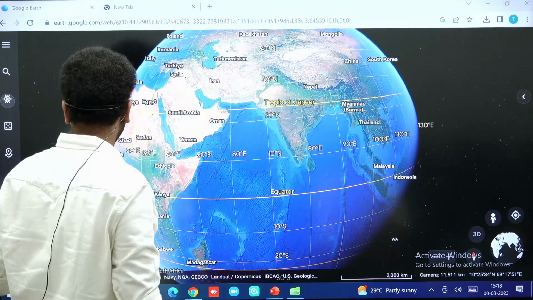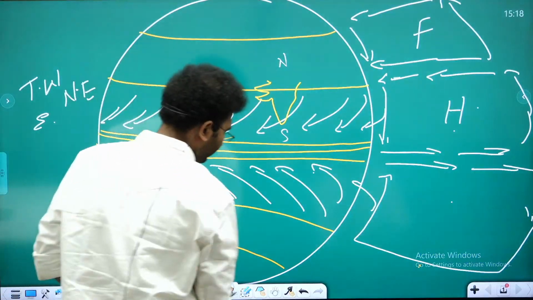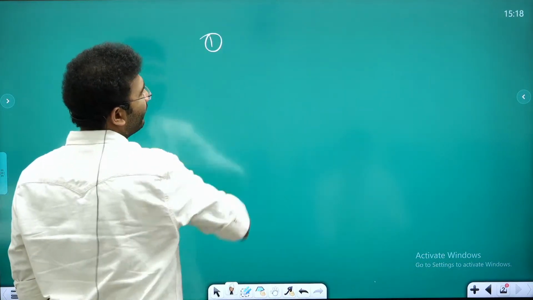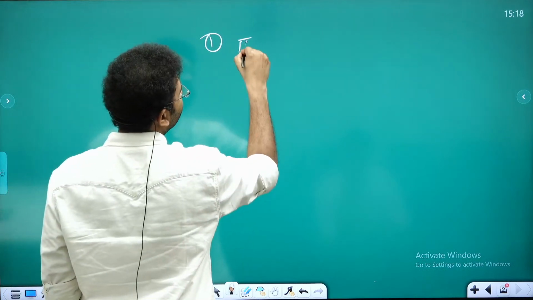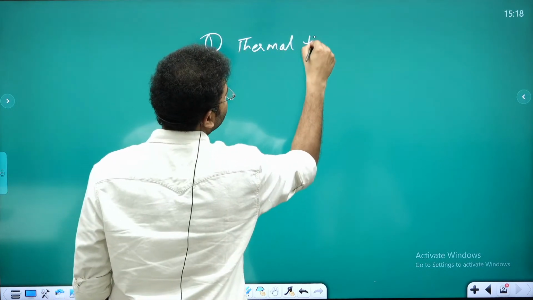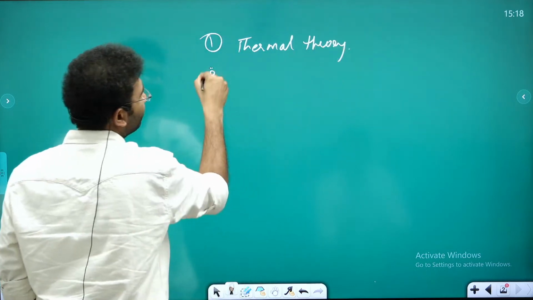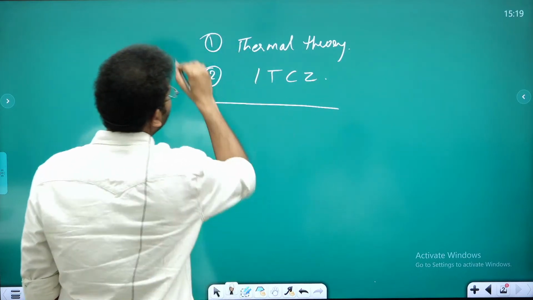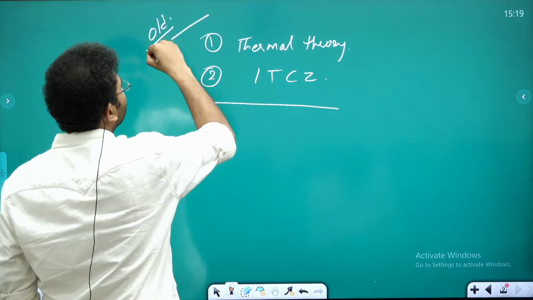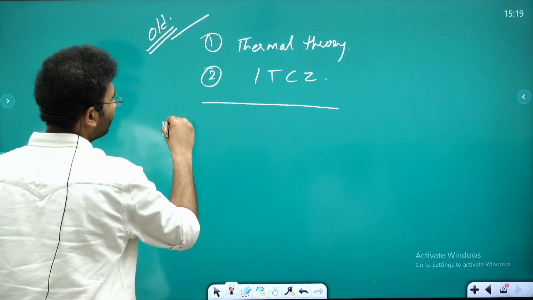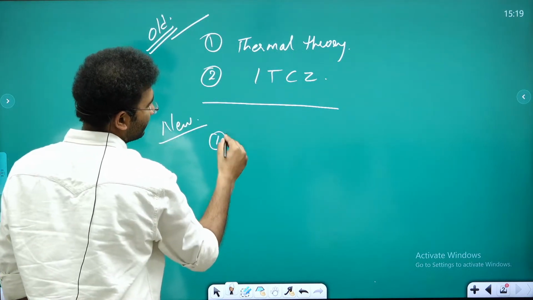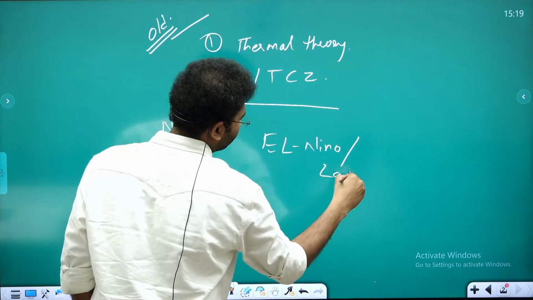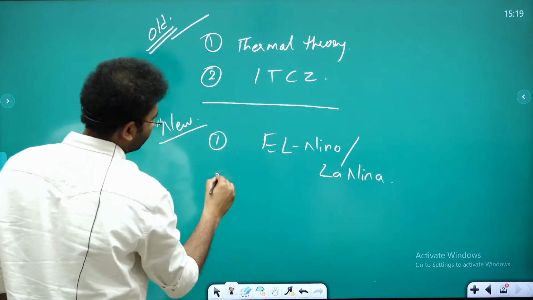Before that, let me give you a small introduction regarding the monsoons. See, there are multiple theories of the monsoon. The first theory is the thermal theory. Okay? The second theory is nothing but the ITCZ zone. And these are the old theories. Okay? Now there are some new theories which try to explain the monsoon. That is El Nino and La Nina, Indian Ocean Dipole.